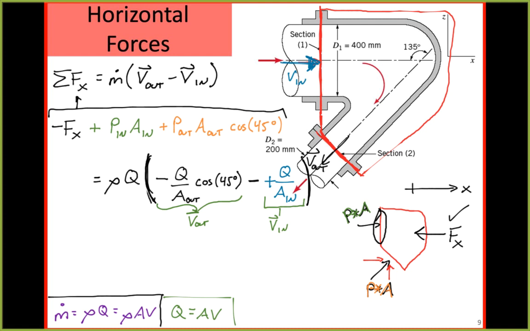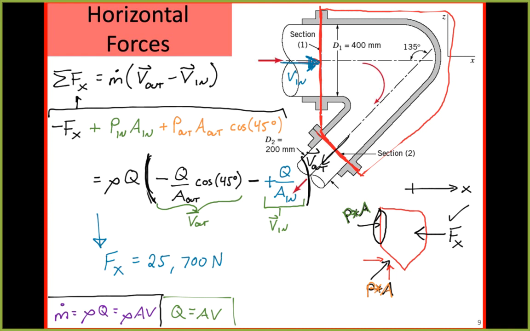Okay, so sparing you me plugging in numbers, which is actually all that remains. You have Q's, you have diameters, so you could get these areas. You have densities, you have pressures. If we go through and do the math, this Fx comes out to be about 25,700 newtons.